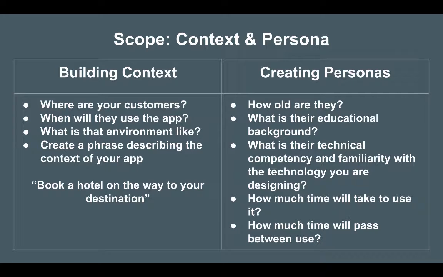Determining when users interact or use your app will also help you create a user-centered design which allows them to accomplish the task quickly using your app. For example, do a quick search for restaurants nearby, or something that may require the user to spend more time on your app as needed when editing photos. It helps to create a phrase to describe the context of your app. For example, book a hotel on the way to your destination. This phrase implies that the app is used to make last-minute plans.